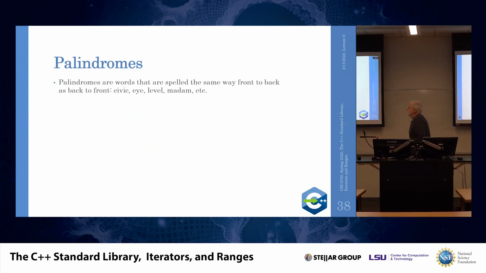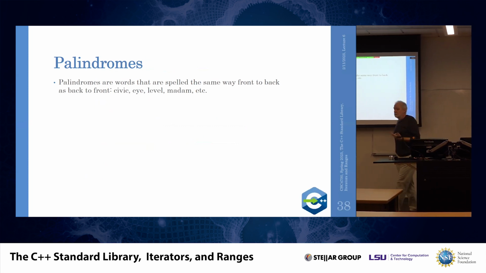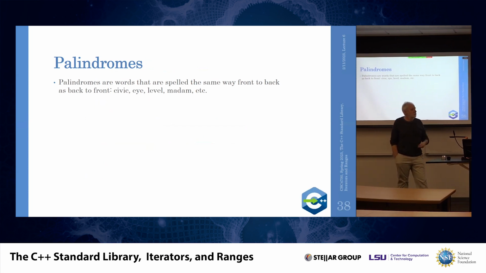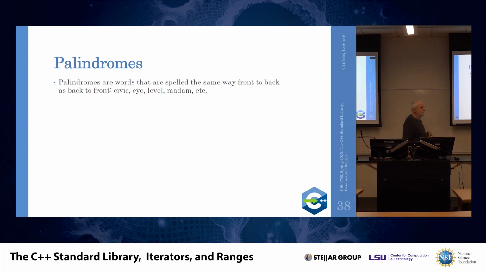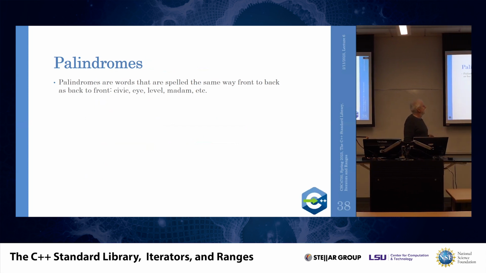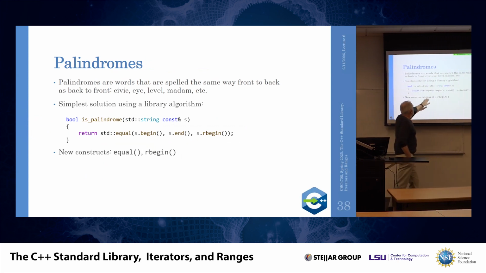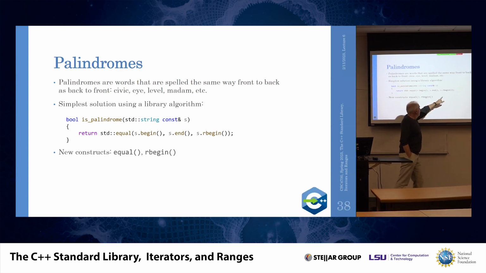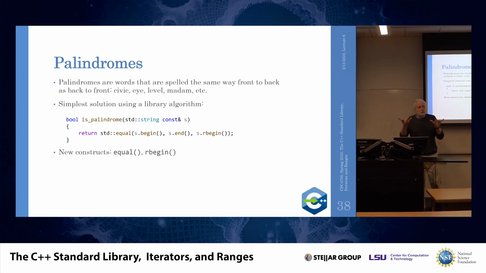Another example, palindromes. Everybody knows what a palindrome is, right? It's those words that you can read backwards and forwards, and they will result in the same word, like level, high, civic, and so on and so on. So how do we find them? We write a function is_palindrome, and we use an algorithm, equal, that starts at the beginning and the end, and looks at another, well, equal compares two sequences.